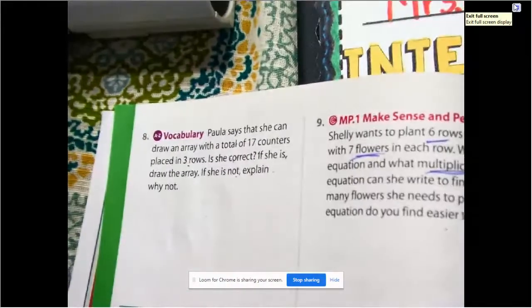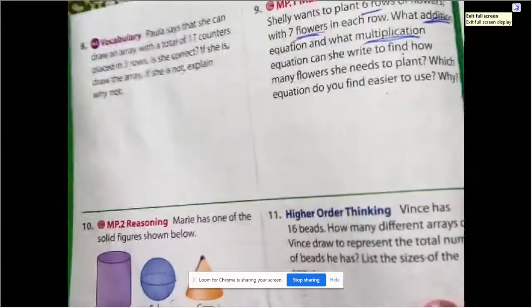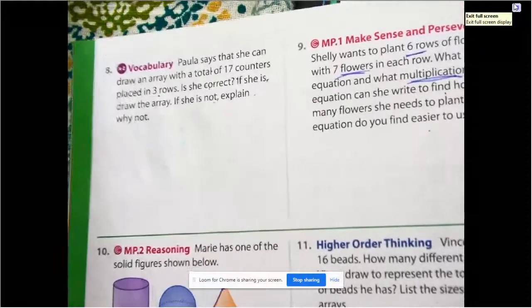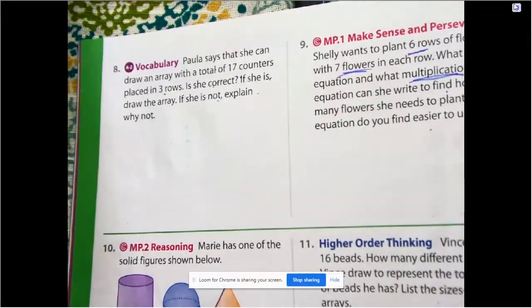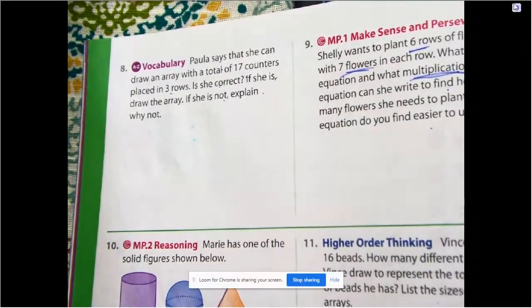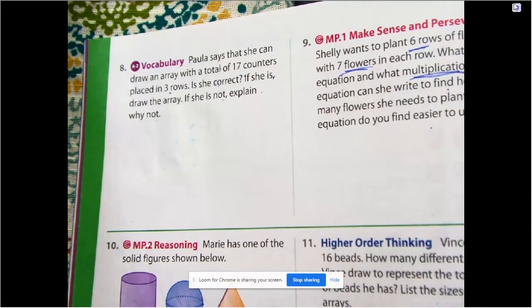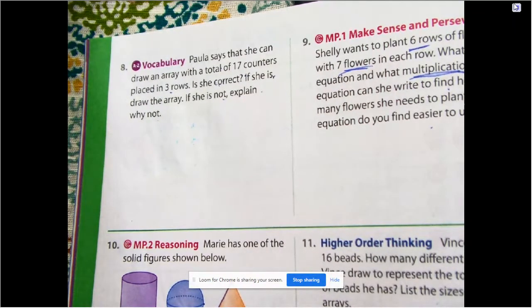Paula says that she can draw an array with a total of 17 counters placed in 3 rows. Is she correct? If she is, draw the array. If she is not, explain why not.